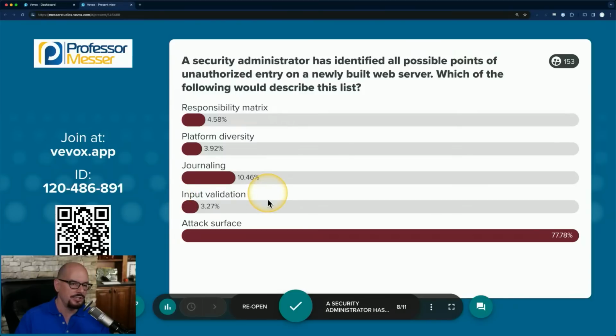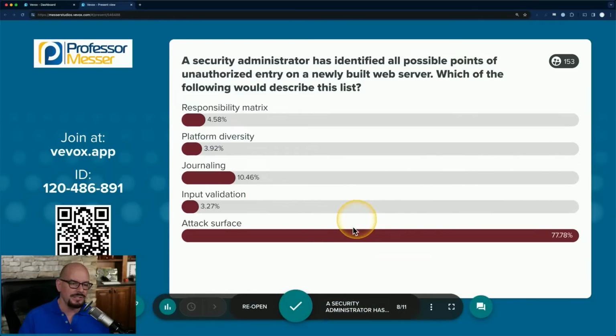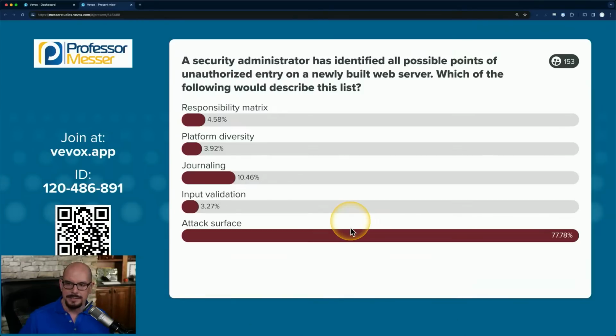And then input validation, only 3% of you chose that one. That, of course, is checking the input going into an application and confirming that the user isn't maybe sending information that they should not be sending. That is the one. So if you get into finding all of those different points of entry, it is the attack surface. That's what we were looking for. That is the answer, and 77% of you got that one absolutely right.